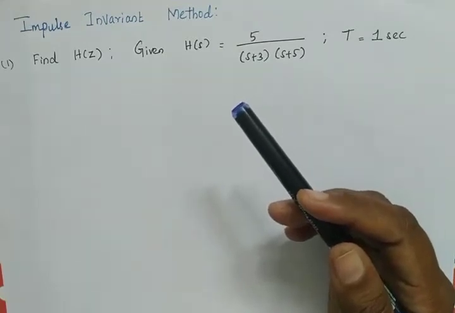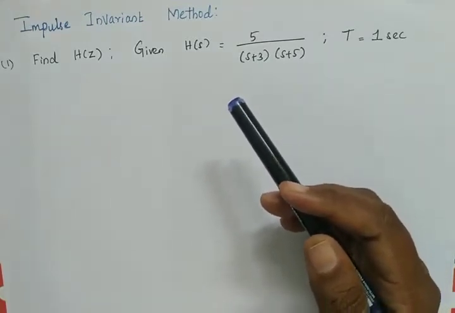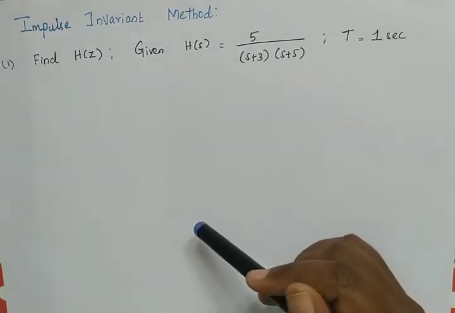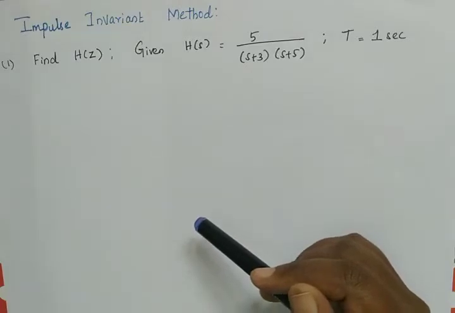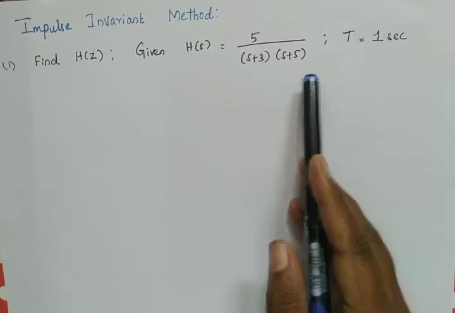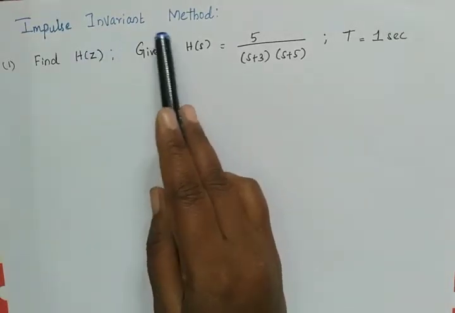And how can we convert an analog filter into a digital filter? By using these methods: one is approximation of derivative, then bilinear transformation, and the next one is impulse invariant. These are the methods used to convert an analog filter into a digital filter. Now let us see the impulse invariant method.